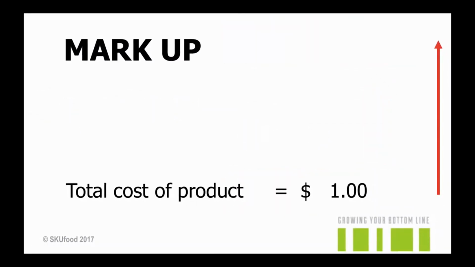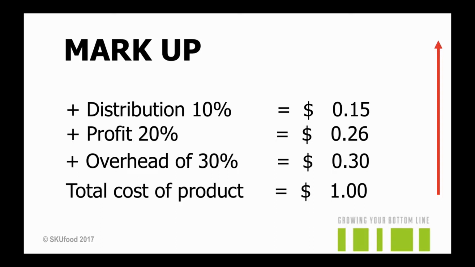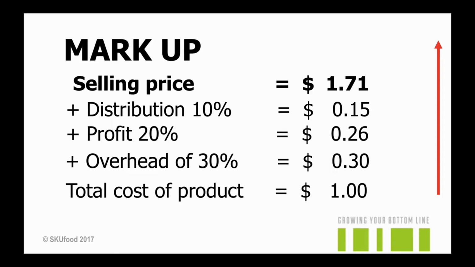Let's look at an example of markup now. The total cost of the product is $1. You want to add a markup of 30%, which is 30 cents. You want to have a markup of a profit of 20%, which adds another 26 cents. You have a distribution cost, so you want to add 10% for distribution, which adds 15 cents, which comes up to a selling price of $1.71. So this is using the markup process.